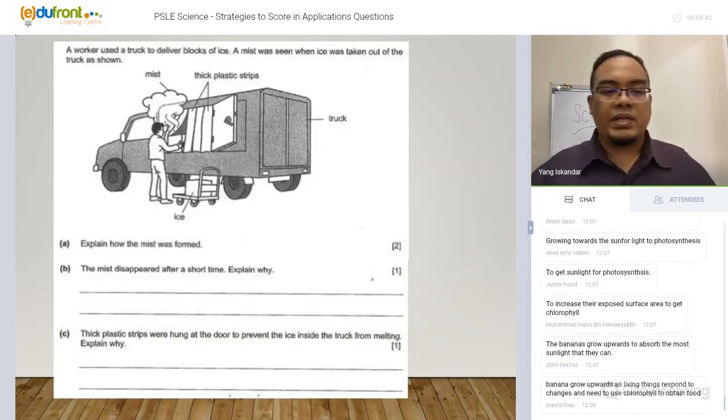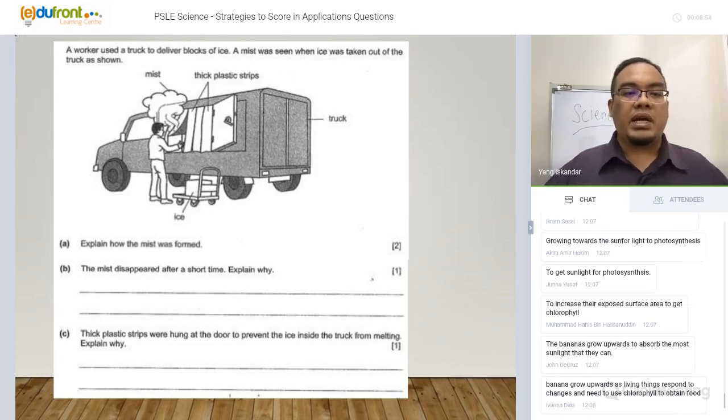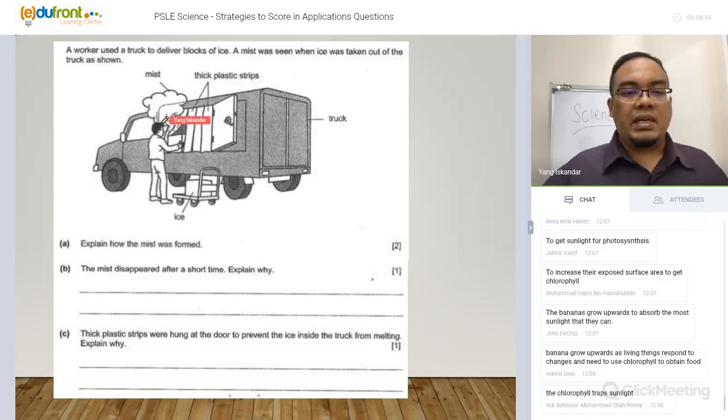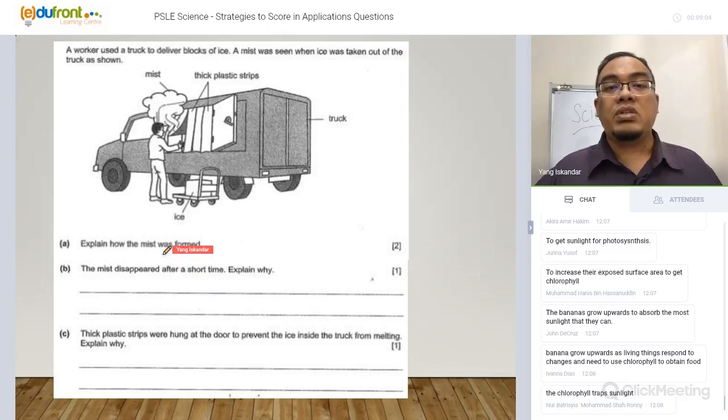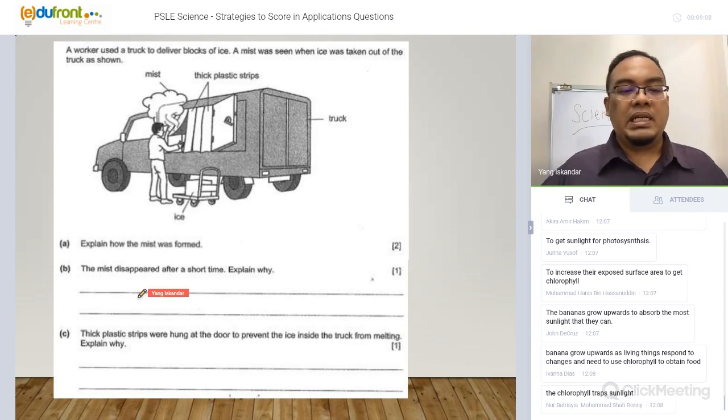This is another question, last year's PSLE question. A worker used a truck to deliver blocks of ice. A mist was seen when the ice was taken out of the truck as shown below. You can see white mist, thick plastic strips, and the truck and ice. The question asks, explain how the mist was formed. It's a 2-mark question.